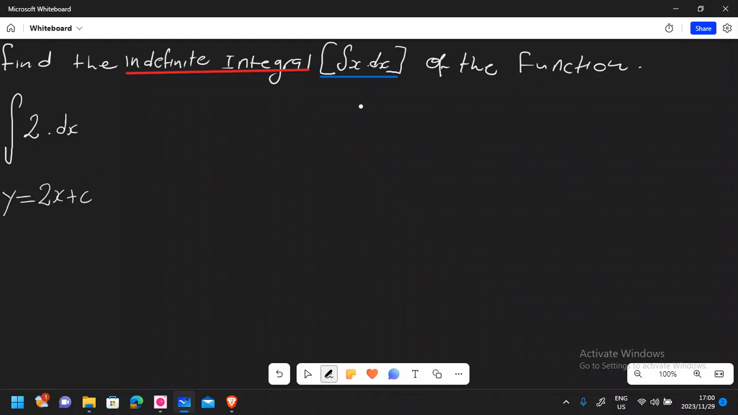So the formula for integration, remember, you'll be given something like this. You have x to the power of n multiplied by dx. Remember, we're integrating in terms of x. So the answer is going to be y, equaling to x to the power of n plus 1 divided by n plus 1, our exponent here, plus c, right?